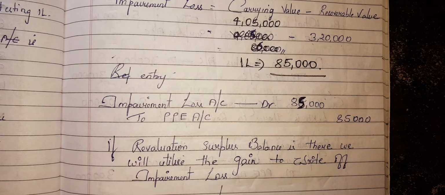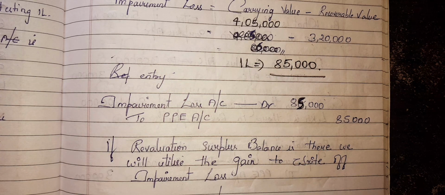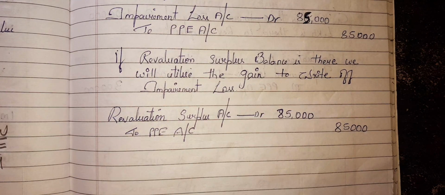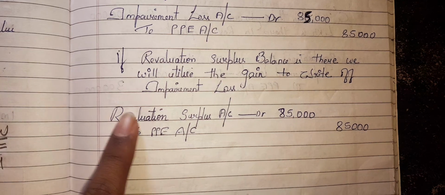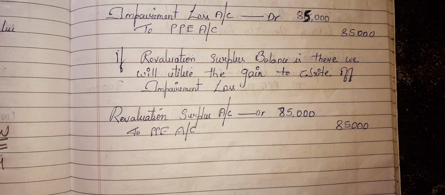Suppose they have told that a revaluation surplus of 2 lakh rupees is there. So when any revaluation surplus balance is there, then we will use that revaluation surplus balance to write off the impairment loss. So for that also we have a journal entry: revaluation surplus account debit to PPE account, 85,000 and 85,000. So here we will not write impairment loss account because in the revaluation surplus account there is a balance. So we will use that balance to write off the loss.